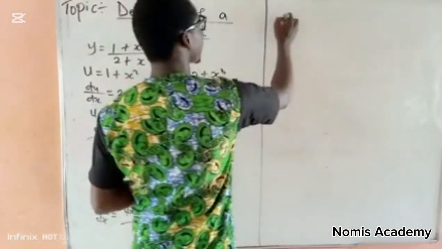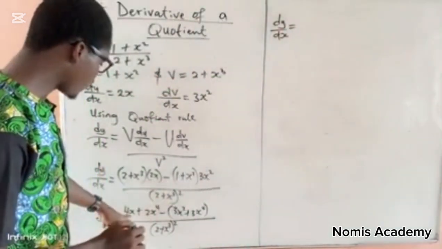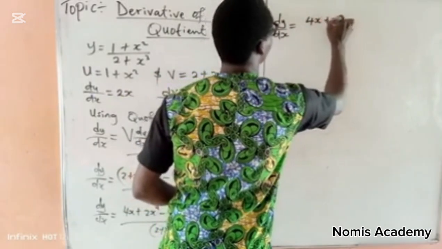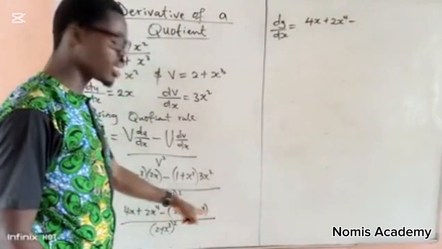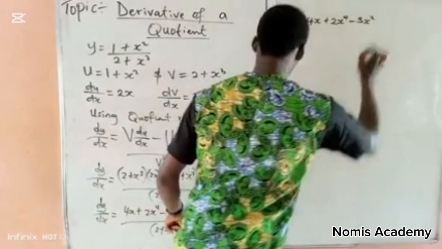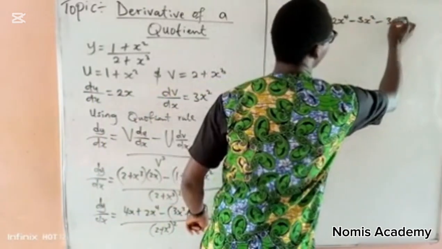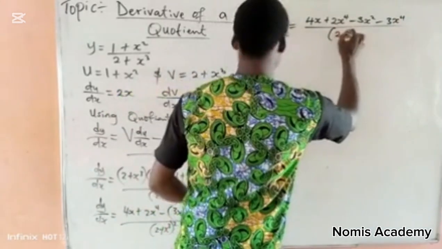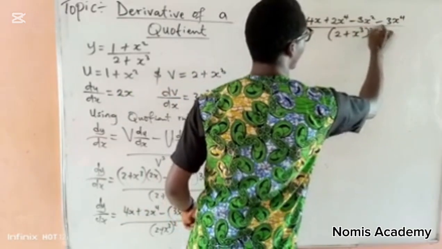Alright, so dy over dx is equal to 4x plus 2x raised to the power of 4, minus. The minus is going to multiply everything in the bracket, so minus times 3x squared is minus 3x squared, and then minus times 3x raised to the power of 4 is minus 3x raised to the power of 4. All over 2 plus x raised to the power of 3, all raised to the power of 2.